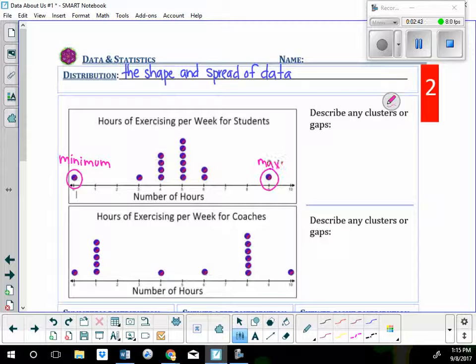Okay, please mark this on your sheet as well, so when you look back at it, you have awesome notes. Okay, we've identified the minimum and the maximum.